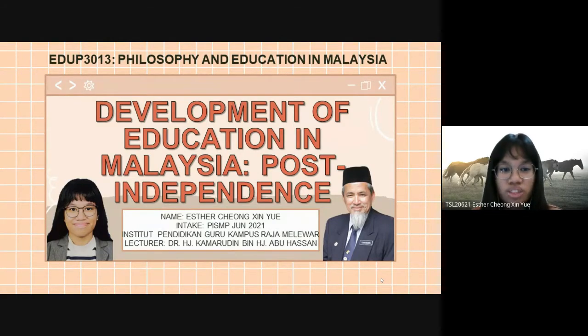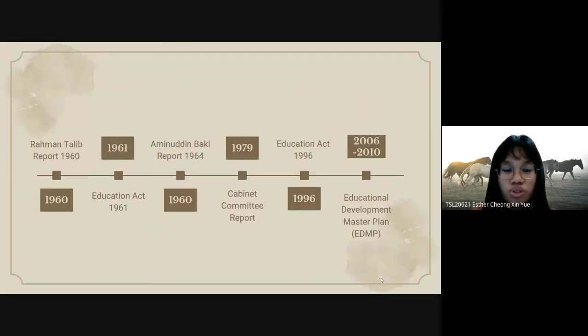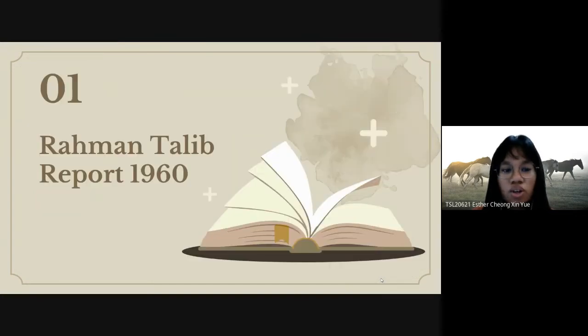Kamarudin and my friends. Today, I'm going to talk about the development of education in Malaysia post-independence. So today, we are going to look at these elements: the Rahman Talib Report 1960, Education Act 1961, Aminuddin Baki Report 1964, Cabinet Committee Report in 1979, Education Act 1996, and the Education Development Master Plan, EDMP, from 2006 to 2010. So first, we are going to look into the Rahman Talib Report 1960.